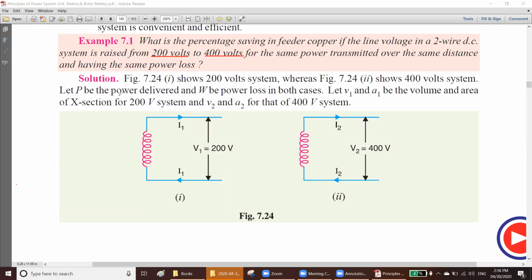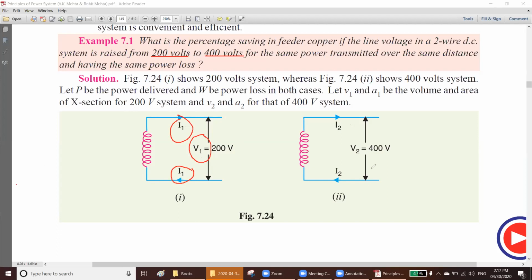First of all, solution number 1. This is the number 1 system that has 2 conductors. One is outgoing, another one is incoming. So I1 and I1, and the voltage between them is V1. They are written as V1 and I1 because they are all for the number 1 system.